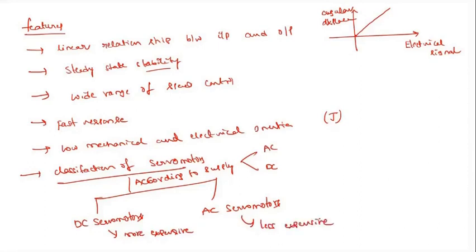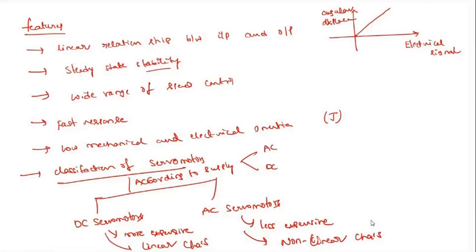These are all less expensive. And the DC motors have linear characteristics, whereas AC servo motors have non-linear characteristics. So even though the AC servo motors are less expensive, the drawback of these AC servo motors is the non-linear characteristics. These non-linear characteristics are not suitable for many applications.